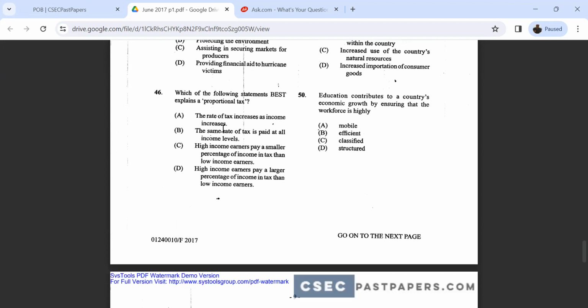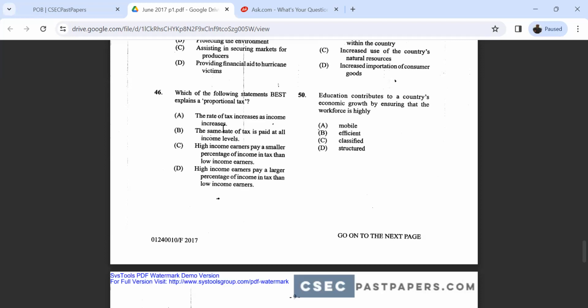Number 46. Which of the following statements best explains a proportional tax? Take a guess if you never did it before. Proportional. So I'm gonna guess A. The rate of tax increases as income increases. Anybody else wanna try? The answer is B. The same rate of tax is paid at all income levels.